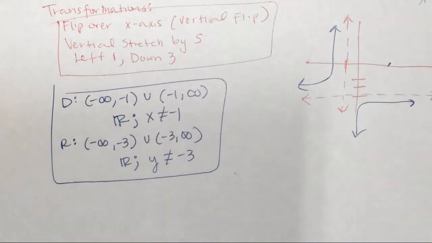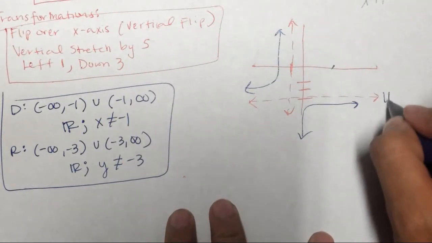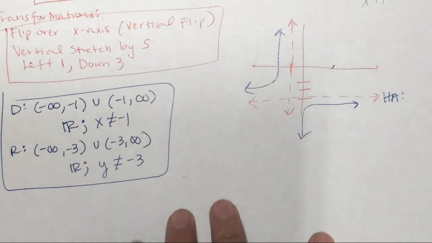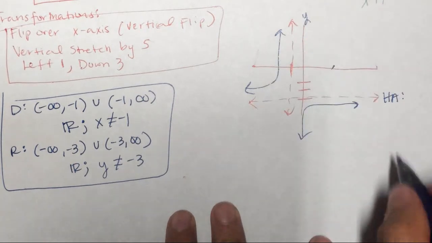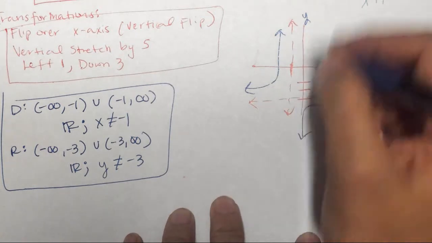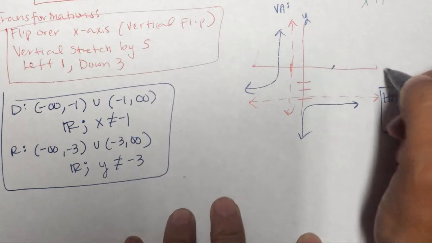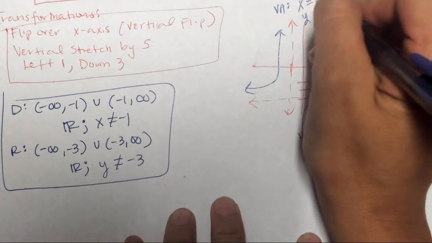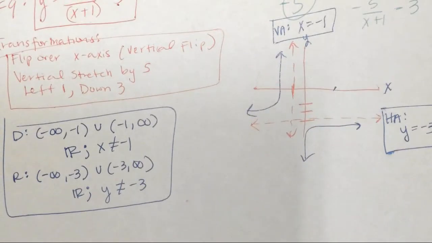Alright, what else do they want us to do? Vertical and horizontal asymptote. So this right here is your horizontal asymptote, and it crosses the y-axis, right, at -3. And this right here is your vertical asymptote, and it crosses our x-axis at -1. There it is. That is how you do section 3.